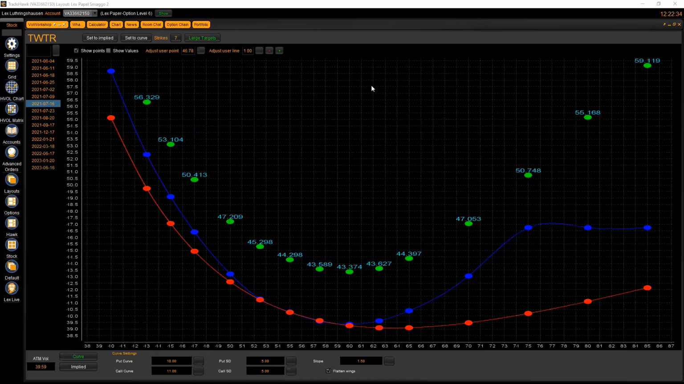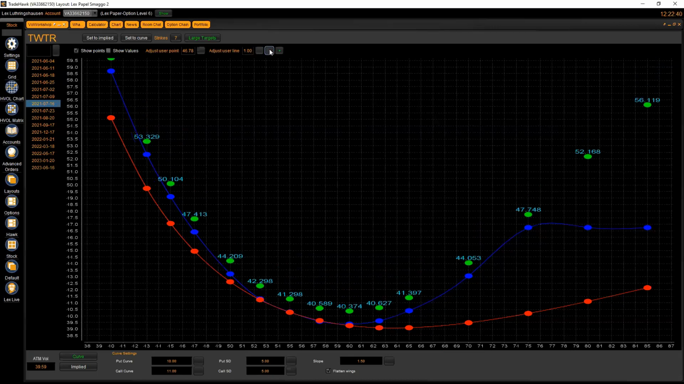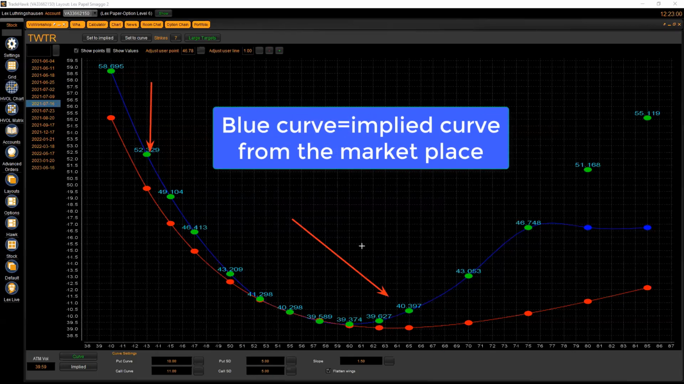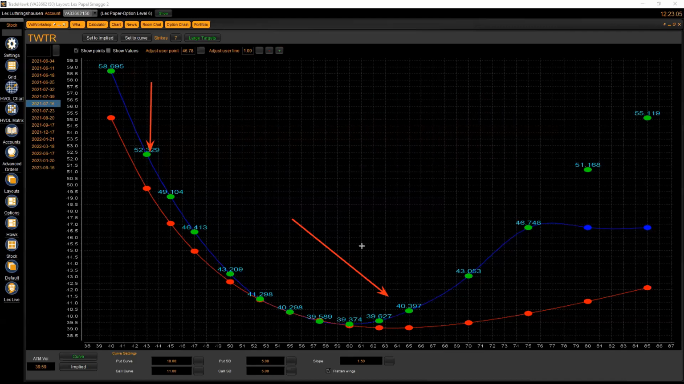Question: is this dependent on data input by user? Implied is not. What we like to look at, especially in TradeHawk, is that implied is going to tell you a story that the marketplace is revealing. That's the blue line. That's really happening in the marketplace, so that has nothing to do with user input. It just has to do with what is in the marketplace, and we pick that up and show it on that blue curve.